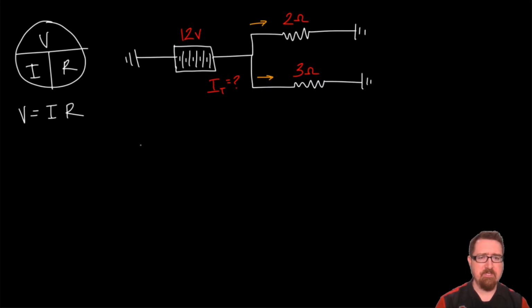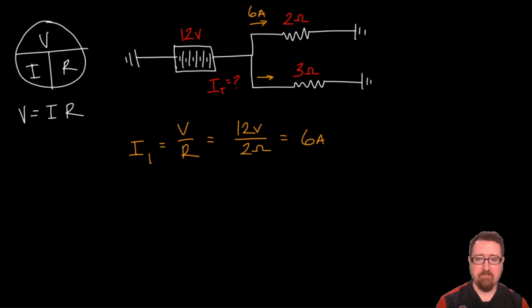Alright, so in this case, if I want to find the current for branch number 1, I would simply go V divided by R, like I normally would, and that's going to equal 12 volts divided by 2 ohms. Okay, and 12 divided by 2 is 6 amps. So this top branch is going to have a total of 6 amps.